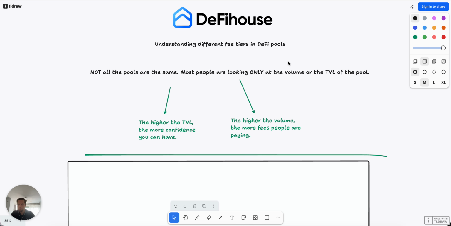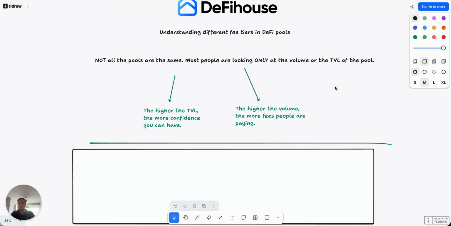But there is a third option, a third scenario, actually four, but in this one I'm covering the third one: the fee tier. When you have native simple DeFi pools, you have two main options. The higher the TVL, the more confidence you can have that the DEX itself, the pool itself, is going to be stable.